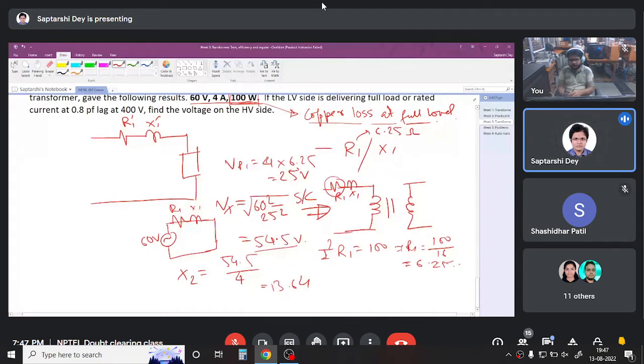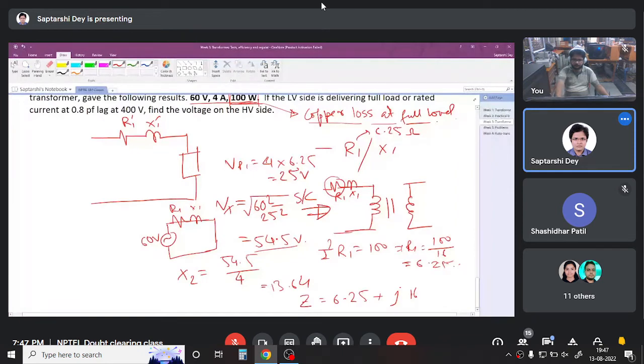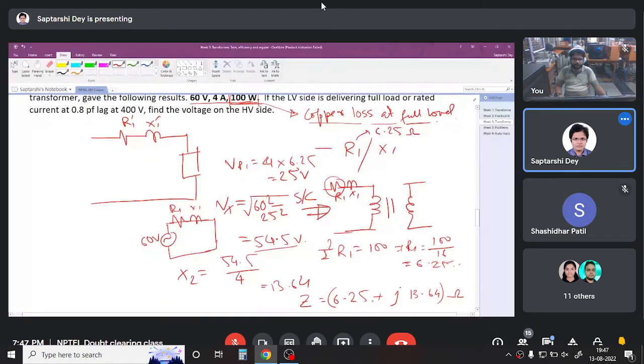So the leakage impedance referred from the high voltage side is how much? 6.25 plus j13.64 ohm. Okay.